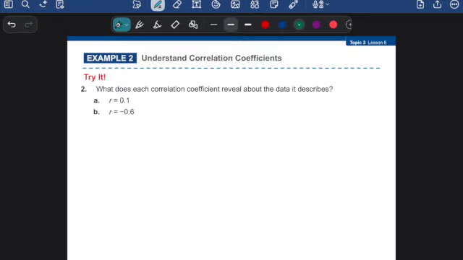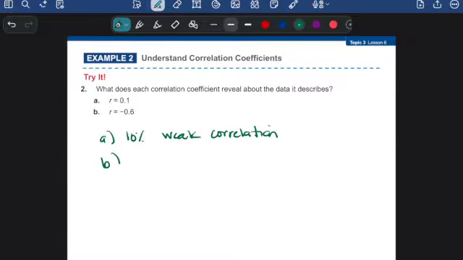Try it number 2. What does each correlation coefficient reveal about the data? Okay, for part A, it's 0.1. That is a 10%. If we think of it like percentages, not a very good match. This is a weak correlation. Not a very good trend line.